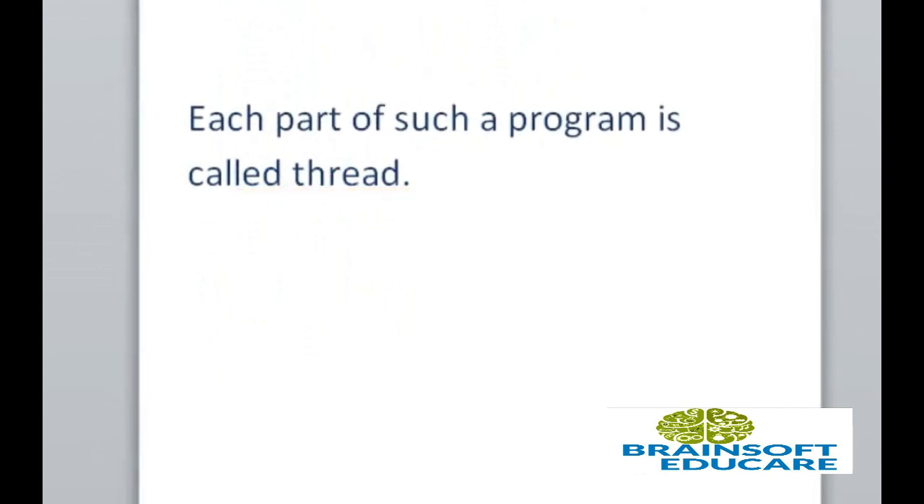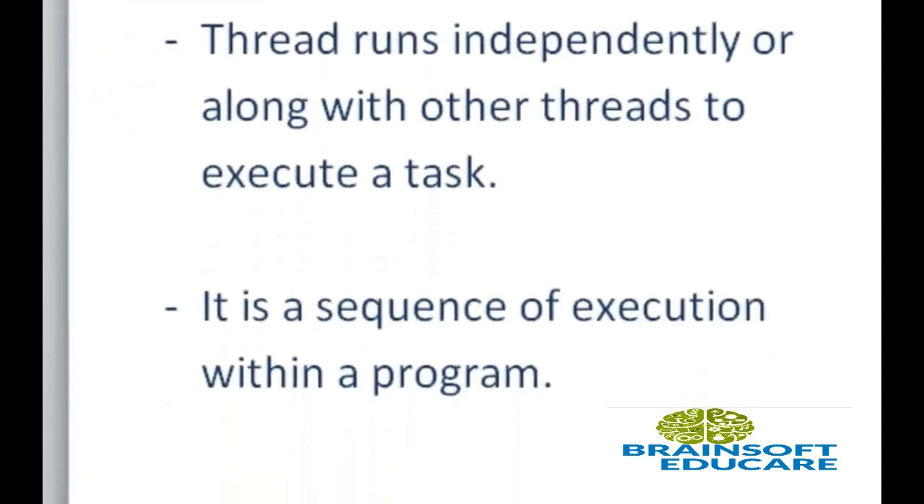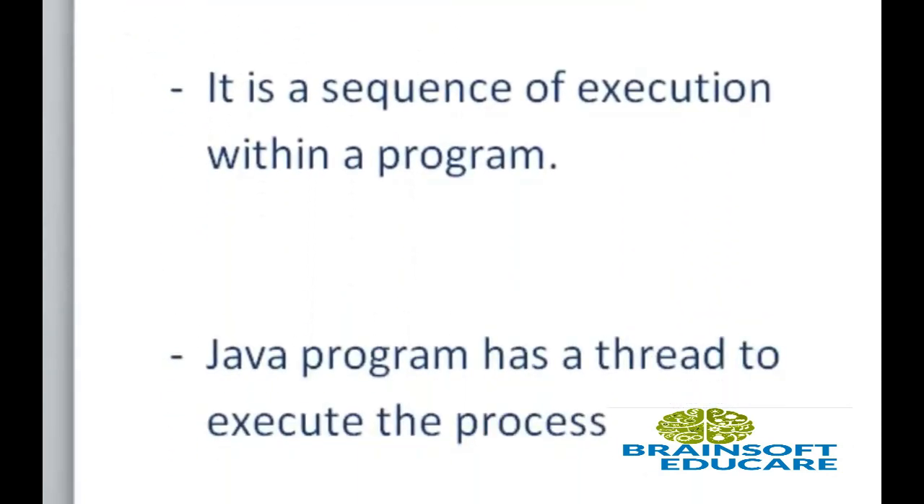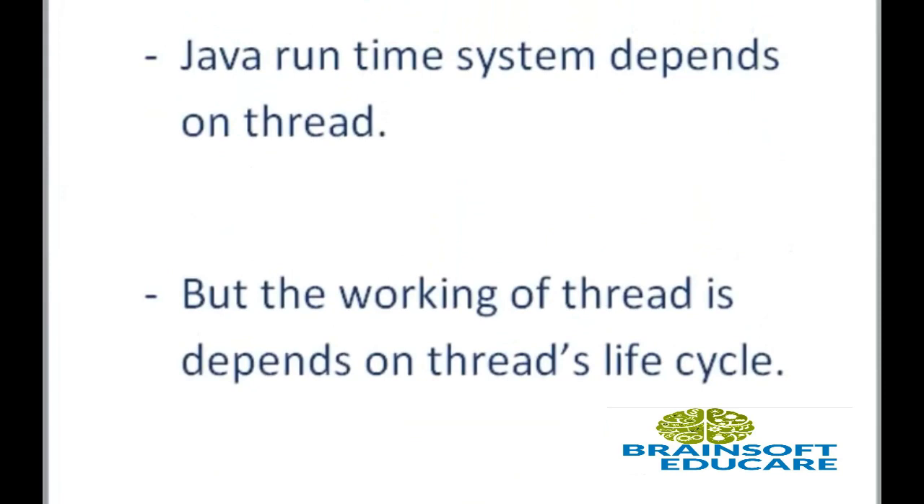Now, let's go through the thread. The thread runs independently or along with other threads to execute a task. It is a sequence of execution within a program. A Java program must have at least a single thread to execute the process. The Java runtime system depends on the thread, but the working of a thread depends on the thread's lifecycle.